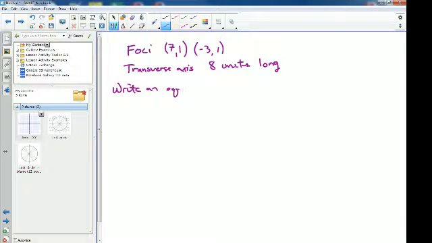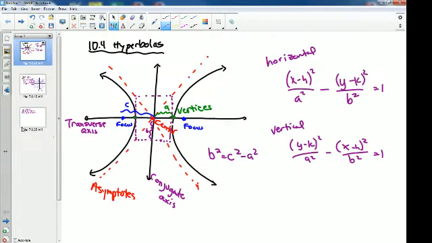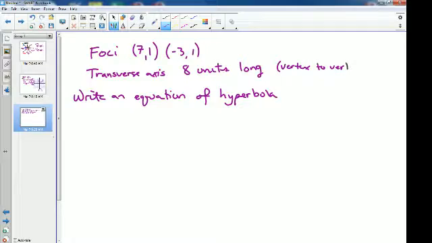If you have that transverse axis, wouldn't that be from vertex to vertex through the center? Yeah, good question. That means that it is 8 units long here. Yeah, vertex to vertex. So transverse axis 8 units long means that's vertex. I did not point that out.